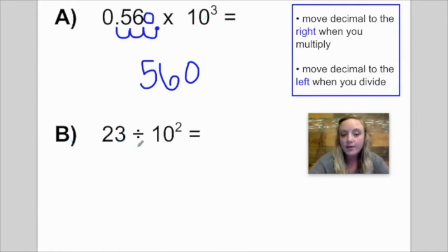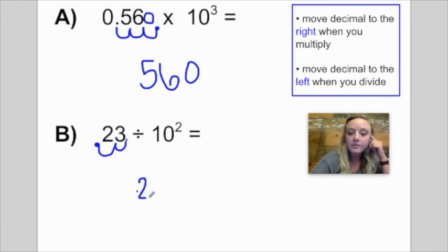Here we have 23 divided by 10 to the second power. I'm going to move my decimal point two places. I'm dividing, so I'm going to move to the left. Now, this is a whole number, so you have to remember that the decimal point is at the end. Now we can move our decimal point. 1, 2, now it's right here. So my final answer is 0.23, which is the same thing as 23 hundredths.